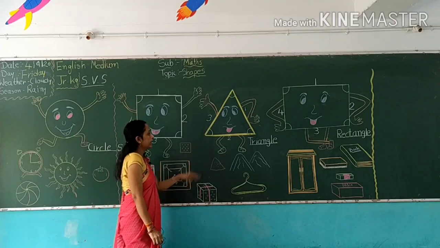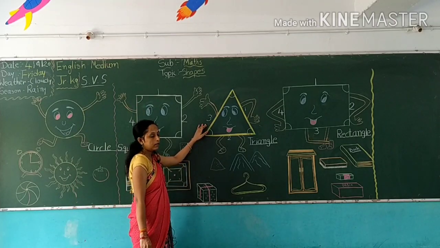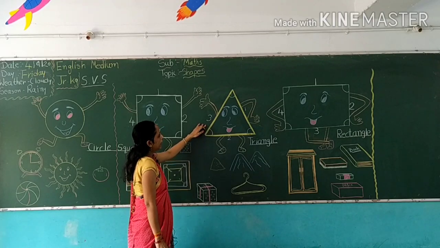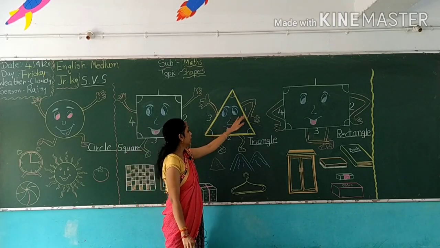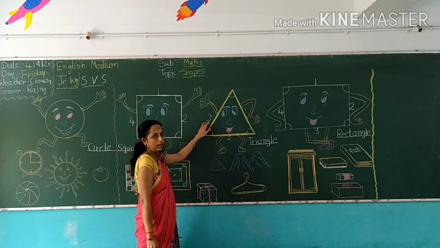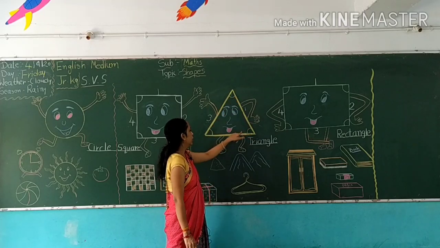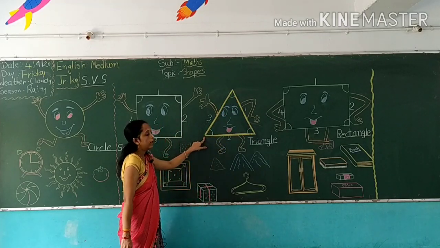And our third shape is, tell me, which shape is this? Yes, this is a triangle. It has 3 sides, 1, 2 and 3. And it has 3 corners, 1, 2 and 3.